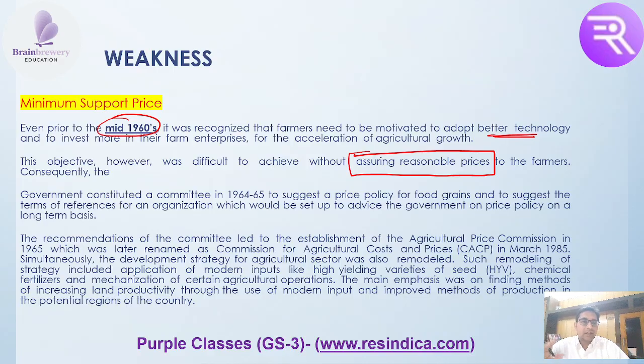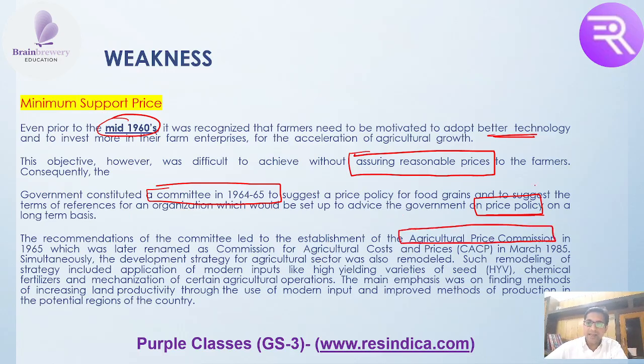Yes, you will get your prices for that. So a committee was set up in 1964-65, tasked with providing the terms of reference, and this committee would advise the government on various prices, like what the price policy is going to be, how much the price of that product, how much the price for that commodity. This recommendation led to the formation of the Agriculture Price Commission, which we call APC, and later it was renamed CACP, the Commission for Agricultural Costs and Prices.